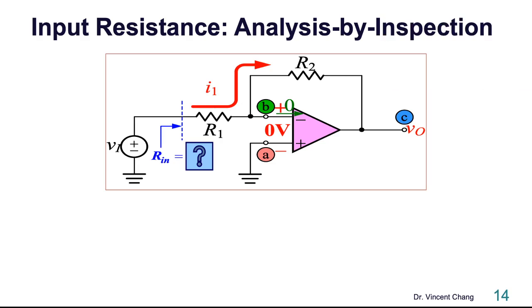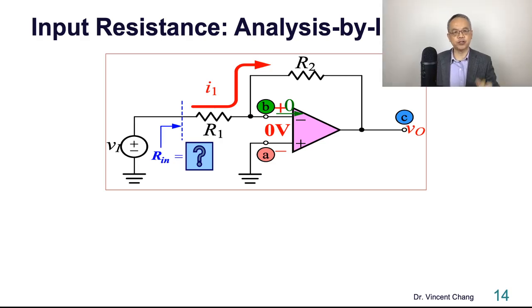So what's the input resistance of this inverting operational amplifier circuit? Let me show you two types of approach. Number one is analysis by inspection.